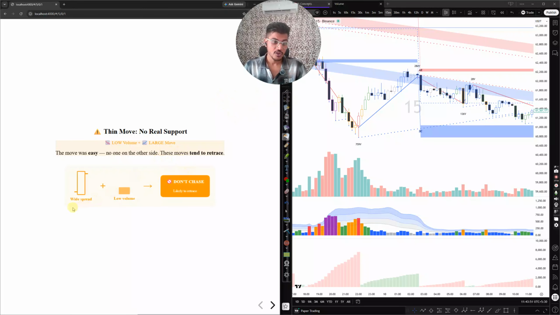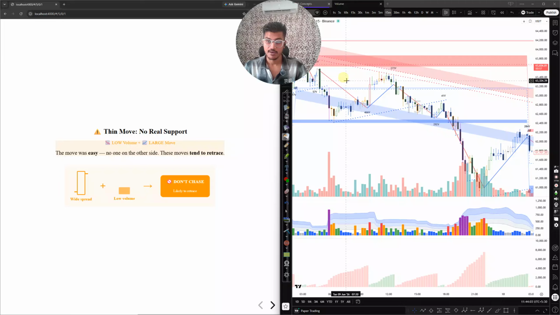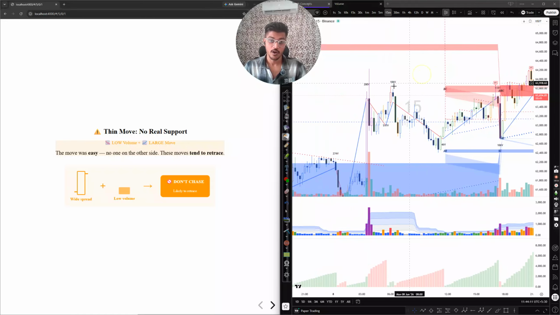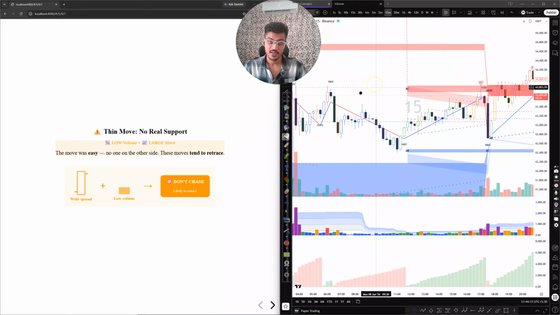So you will see a wide-spread candle, but the volume is very thin or low, and that's why we don't chase it, because it's likely going to retrace. So let's find this example in the chart. Wide-spread candle, but low volume. See here, very wide-spread candle, and the volume was low. It was higher than that one, but it wasn't above the first standard deviation or moving average for that matter.